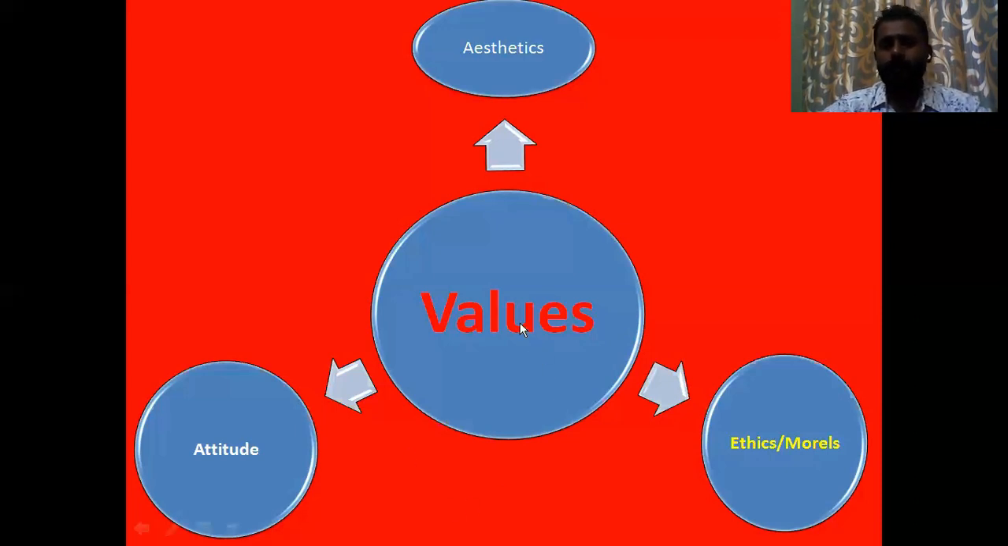The other dimension is when values are taken in the form of good and bad, then it becomes your ethics and morals. When you see values with the parameter of good and bad, then it becomes your ethics and morals. Next, when your values are tied to an object, then it becomes your attitude.